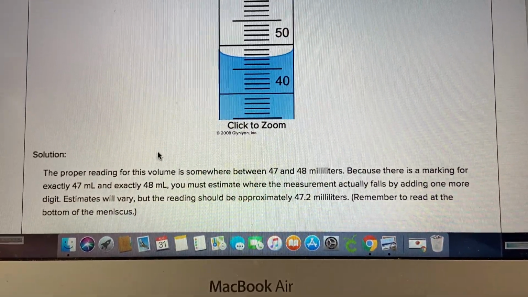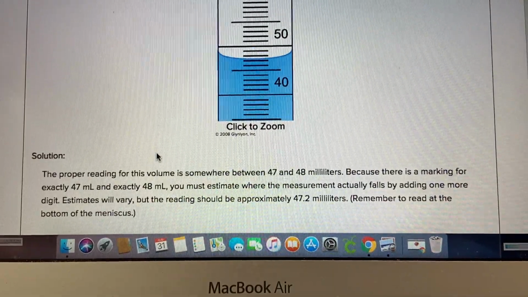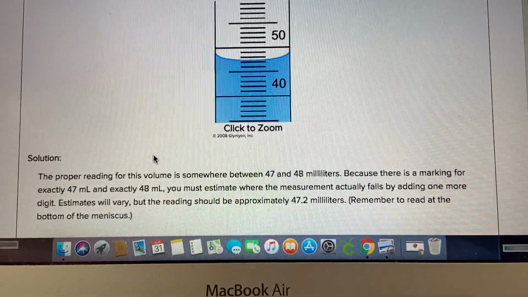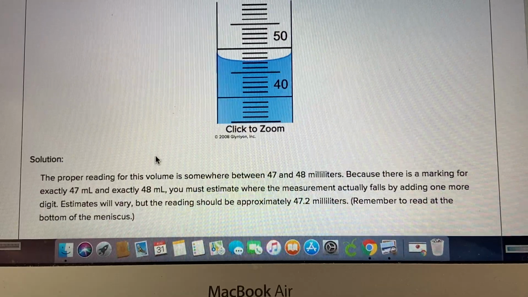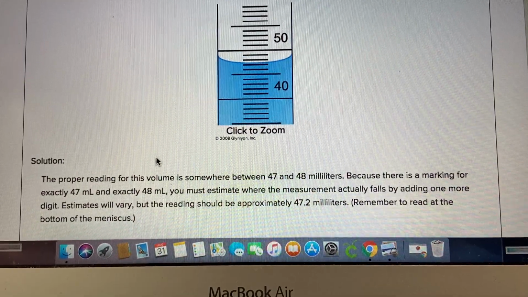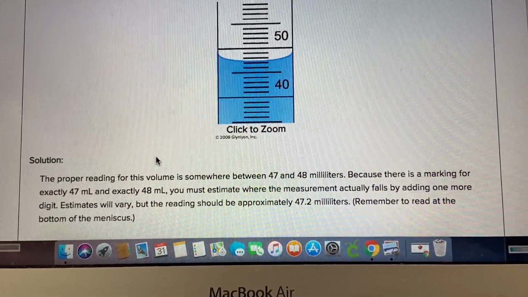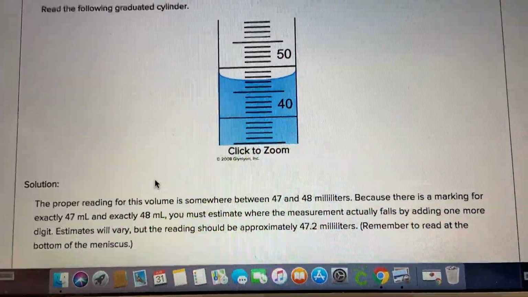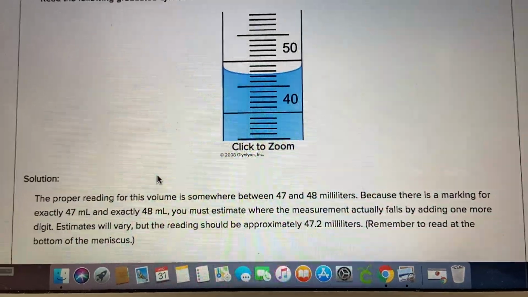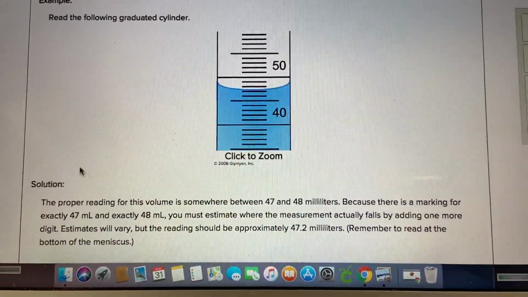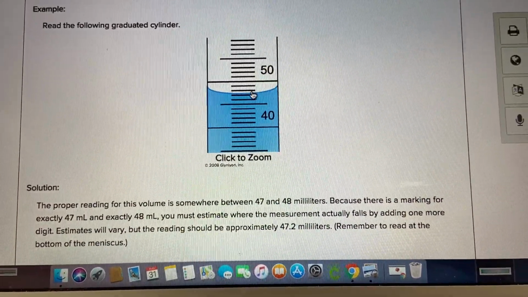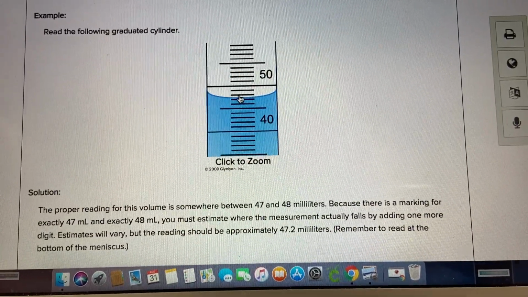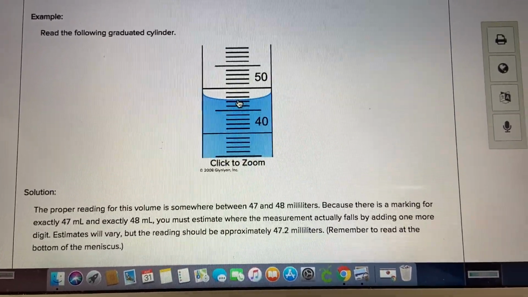It says the proper reading for this volume is somewhere between 47 and 48 milliliters. Because there is a marking for exactly 47 milliliters and exactly 48 milliliters, you must estimate where the measurement actually falls by adding one more digit. Estimates will vary, but the reading should be approximately 47.2 milliliters. Remember, we're reading the bottom of the meniscus, taking the measurement from the lowest point of that meniscus right here.